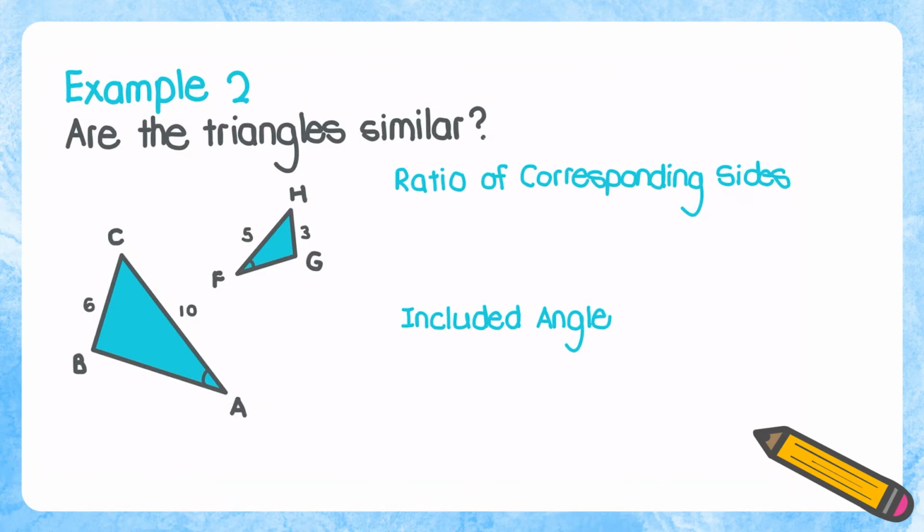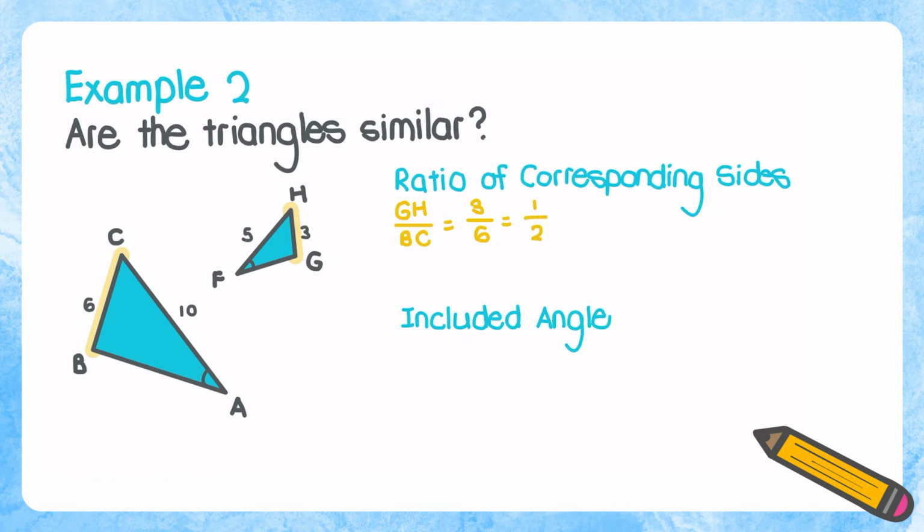Here's example 2. Are these two triangles similar? Notice how the triangles are facing in different directions, but we can still find corresponding sides. In this diagram, side BC corresponds to side GH. So let me write out the ratio. We have side GH over side BC. That's going to be 3 over 6, which simplifies to 1/2.